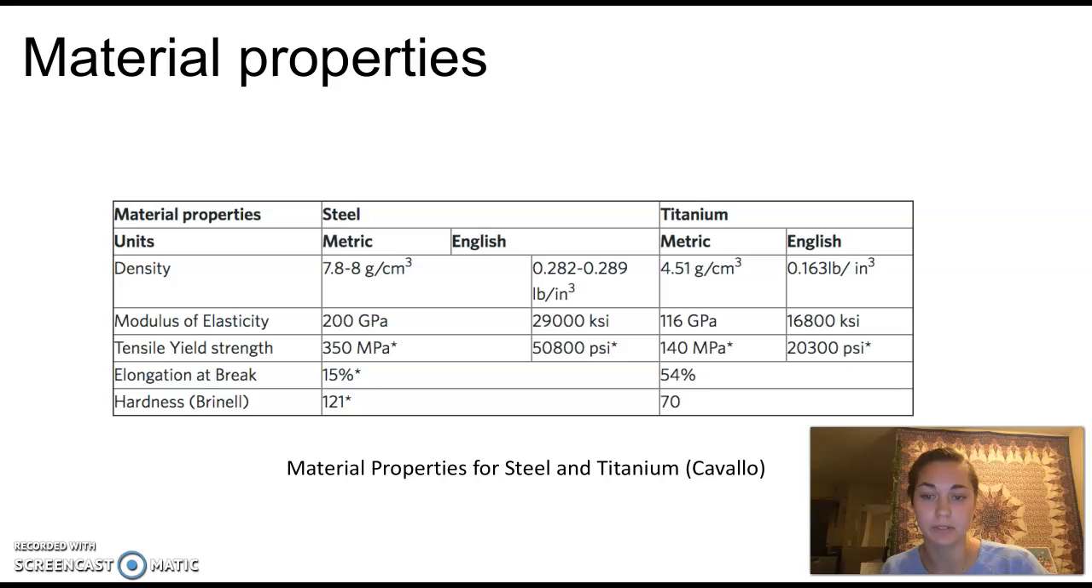The material properties. So here we are comparing the two materials we'll be using, steel and titanium. And the material properties that are essential for us in this project would be the density, modulus of elasticity, tensile yield strength, elongation at break, and the hardness.